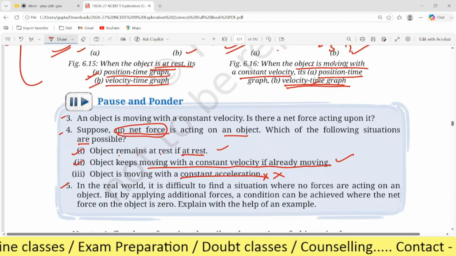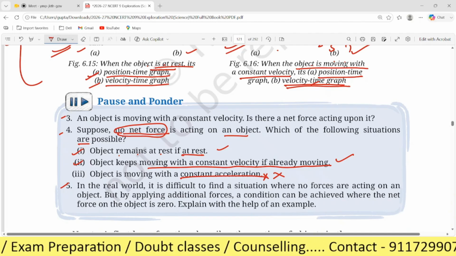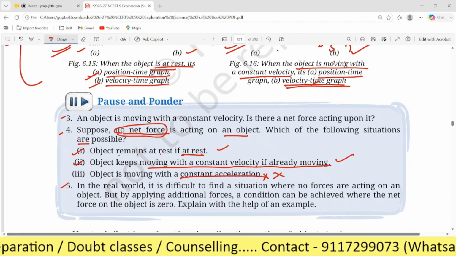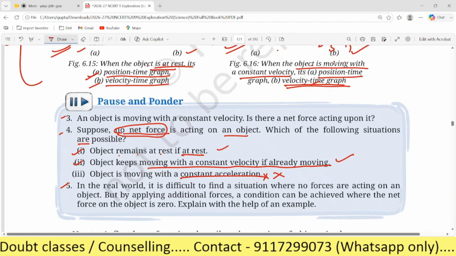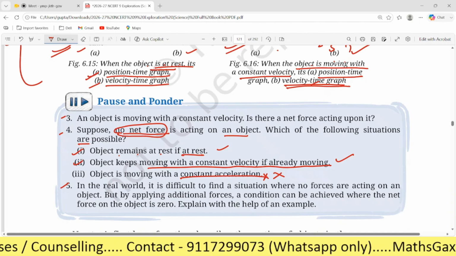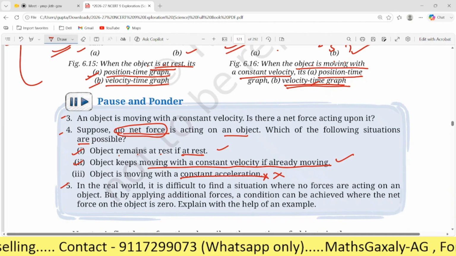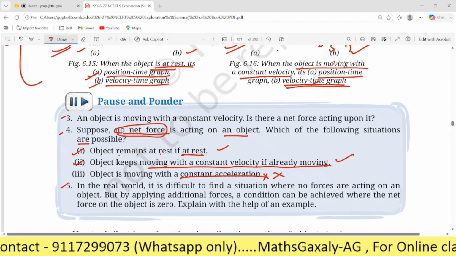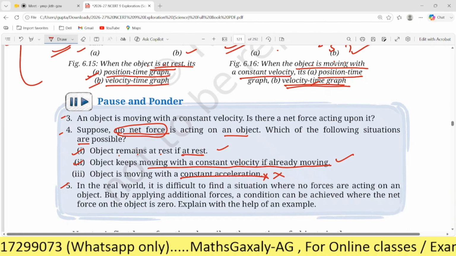In the real world, it is difficult to find a situation when no force is acting on an object. Okay, it is difficult, right? Because if an object is at rest, it means a frictional force is acting on it. That's why it is at rest. Otherwise, on a slope or in a slide, it will roll. So by applying additional force, a condition can be achieved where the net force on the object is zero.